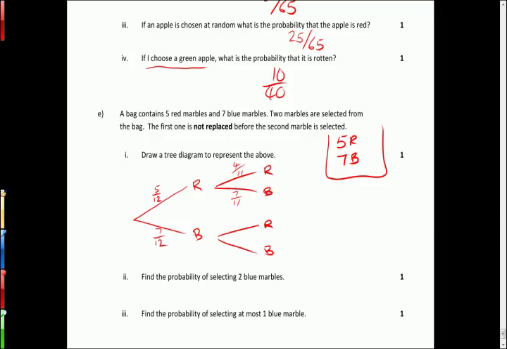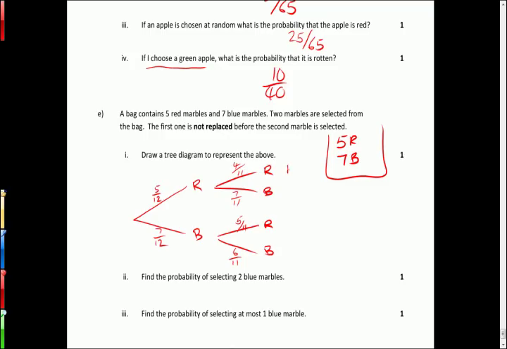If I did pull out a blue marble, there were 7 out of 12, now one's gone, there's only 6 out of 11 left. Even without looking at anything else, I know this must be 5 on 11, because 6 and 5 make 11. That's true, there were 5 red marbles. I didn't pull out a red marble, so there's still 5, but it's out of only 11. So there's my tree diagram.